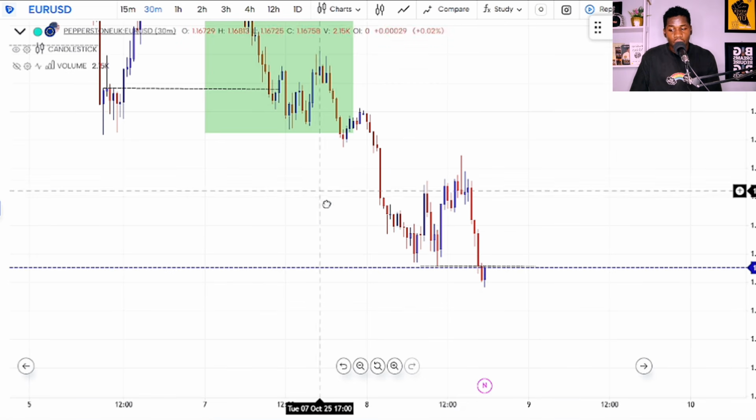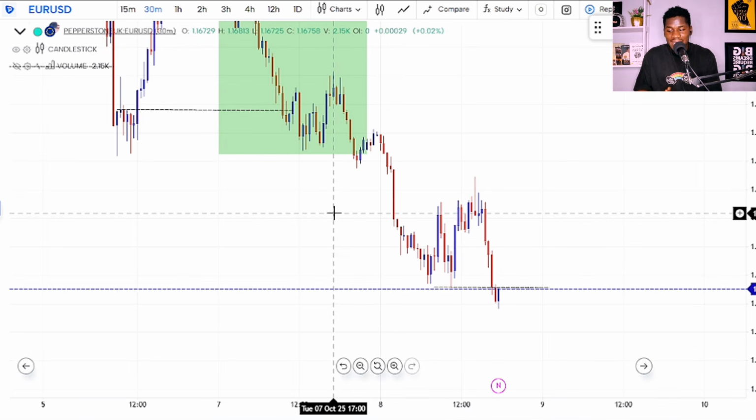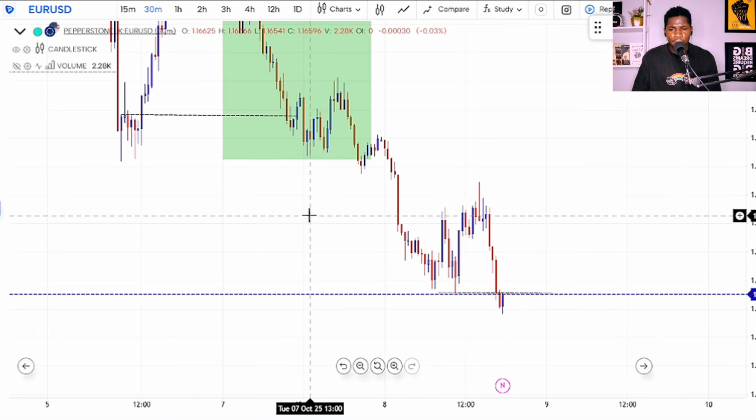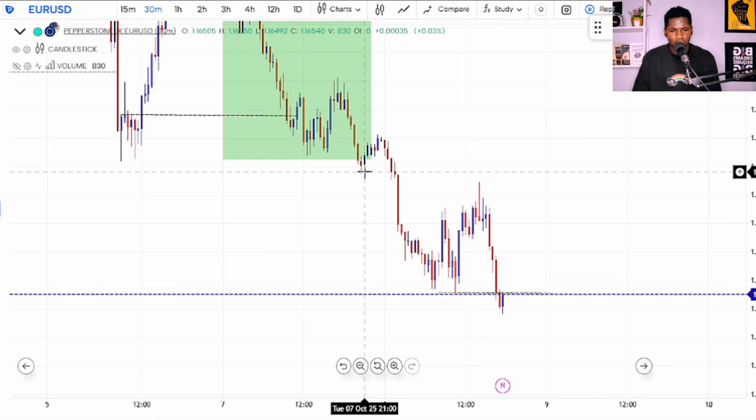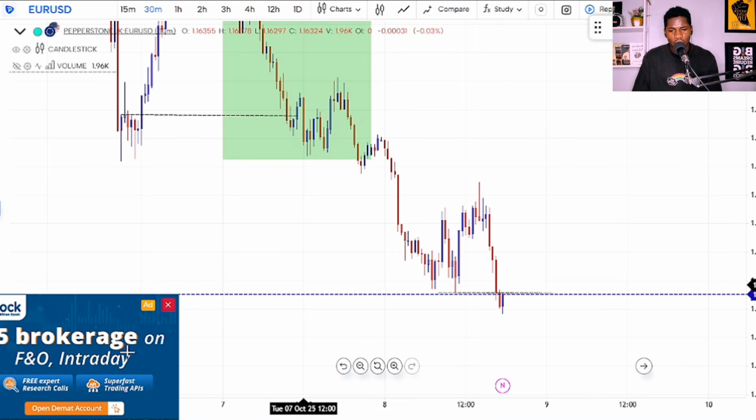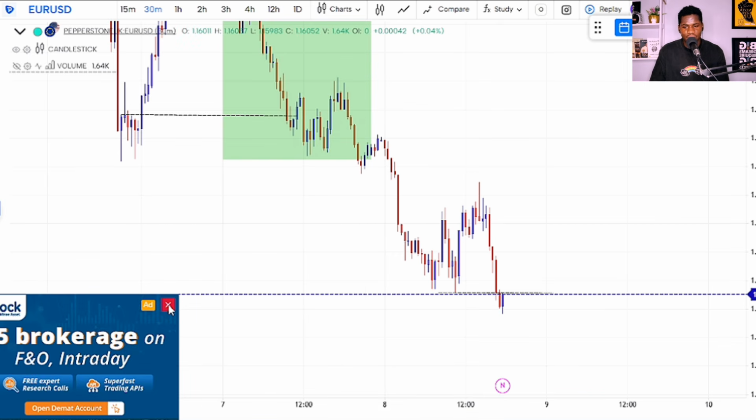Now, what do we need? I said a recent imbalance. This recent imbalance, you need to understand, is the area where price broke and left unfilled. If you observe this level, some say this level, no, this is the main level here.